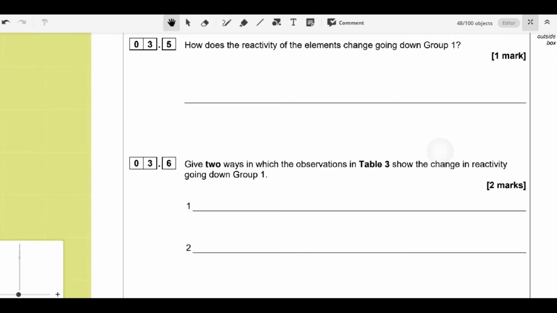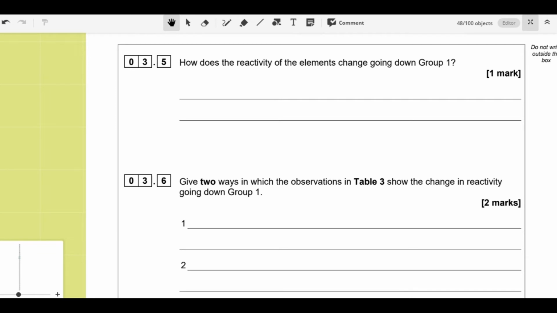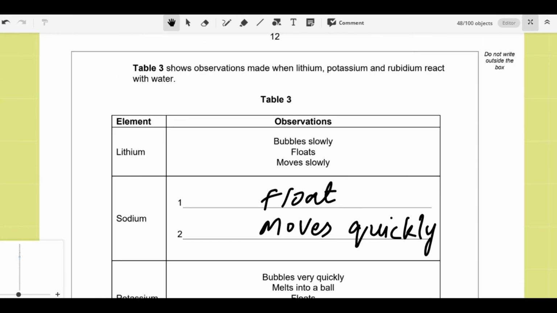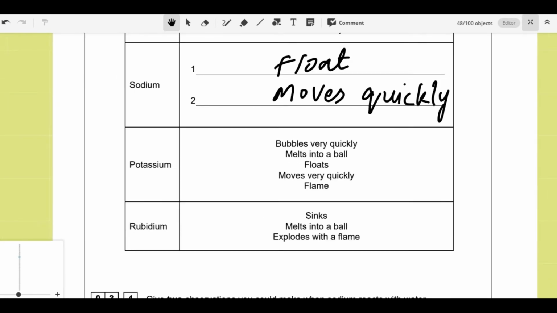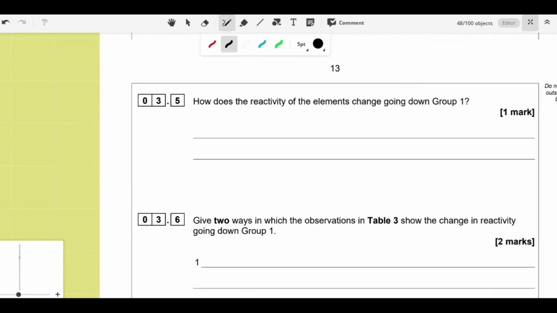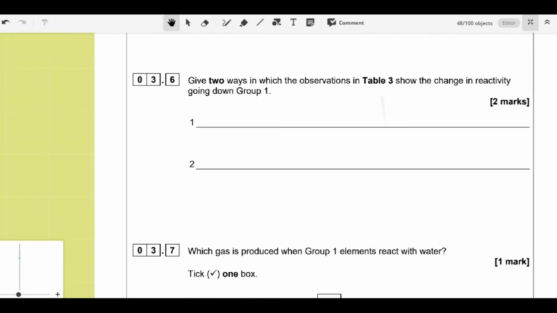Okay, next question: how does the reactivity of the elements change going down the group? You can see here that first it bubbles slowly, then quickly, then very quickly. It means the reactivity increases from top to bottom, down the group.